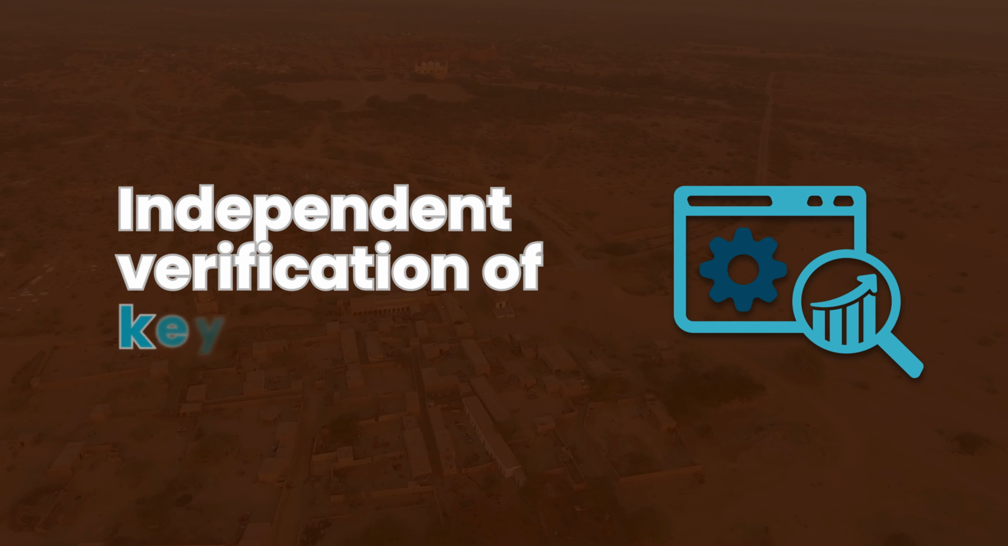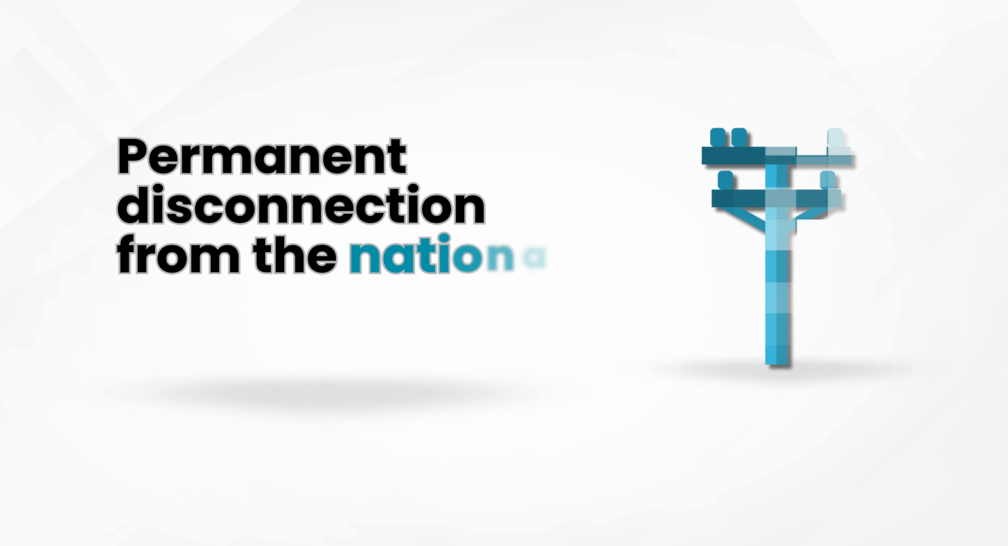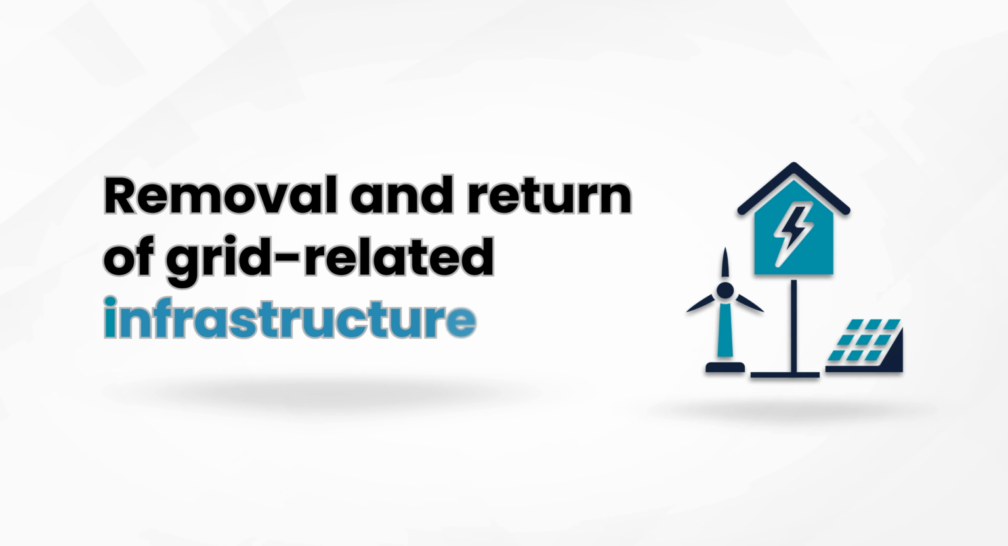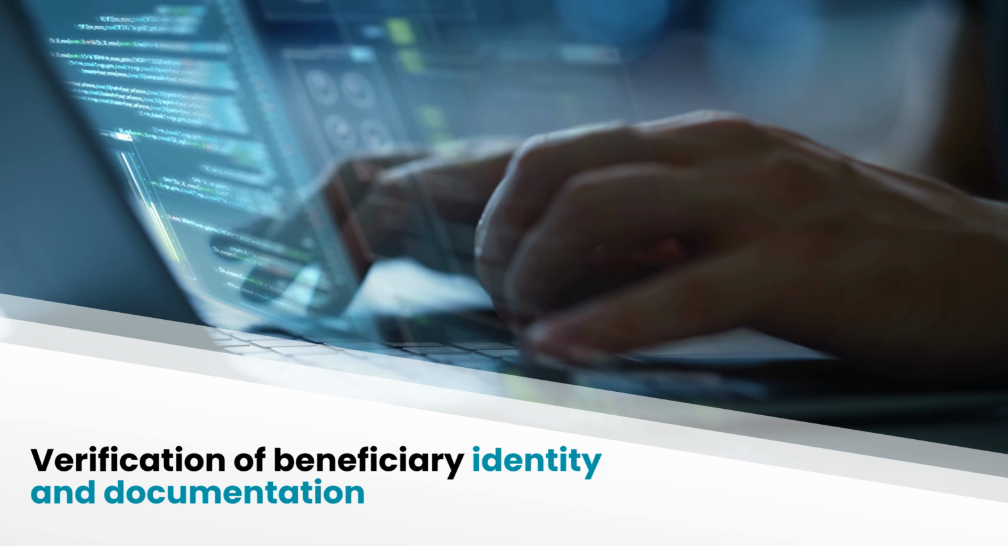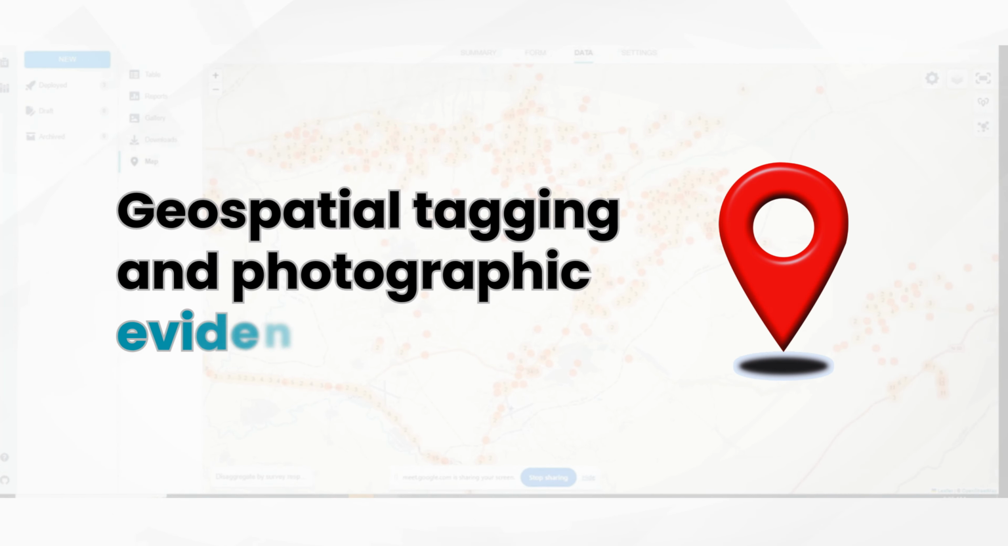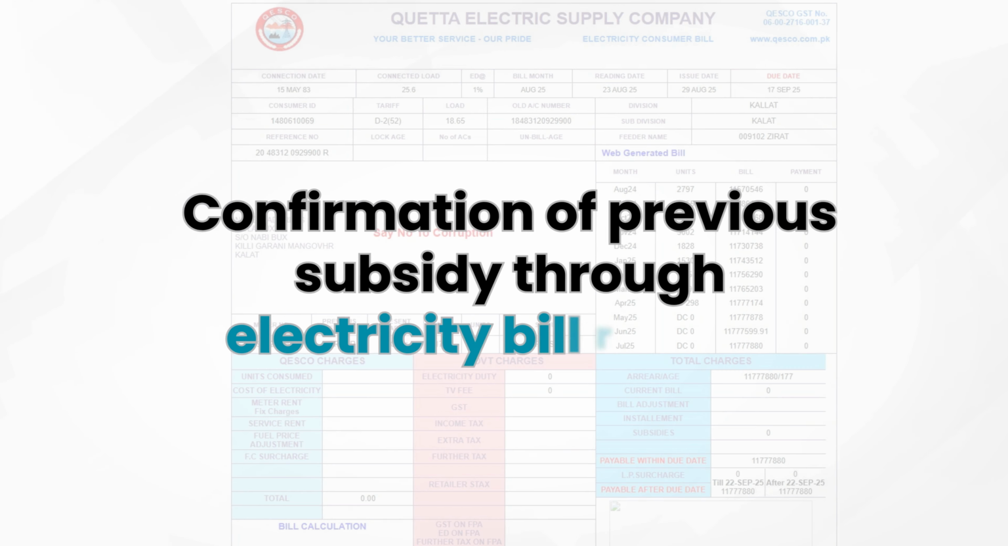The assignment focuses on independent verification of key parameters, including installation of solar panels and variable frequency drives, permanent disconnection from the national electricity grid, removal and return of grid-related infrastructure, verification of beneficiary identity and documentation, geospatial tagging and photographic evidence collection, confirmation of previous subsidy through electricity bill record.